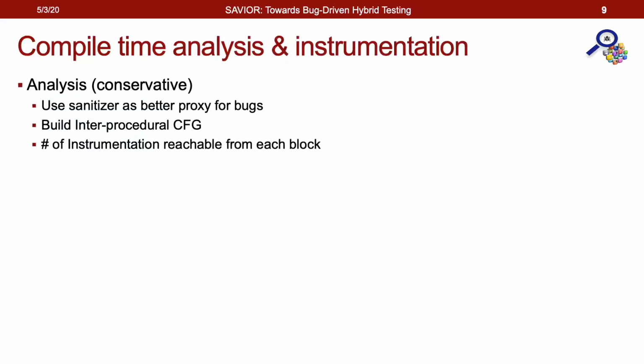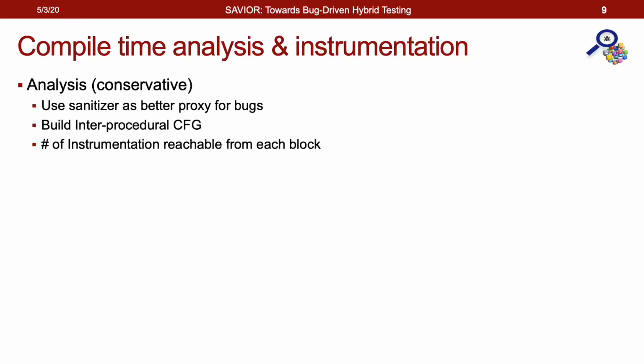Given a program, Savior first instruments the program with different kinds of software sanitizers. It could be address sanitizers, memory sanitizers, or undefined behavior sanitizers. Savior's design is agnostic to different sanitizers. It then constructs an inter-procedural control flow graph.